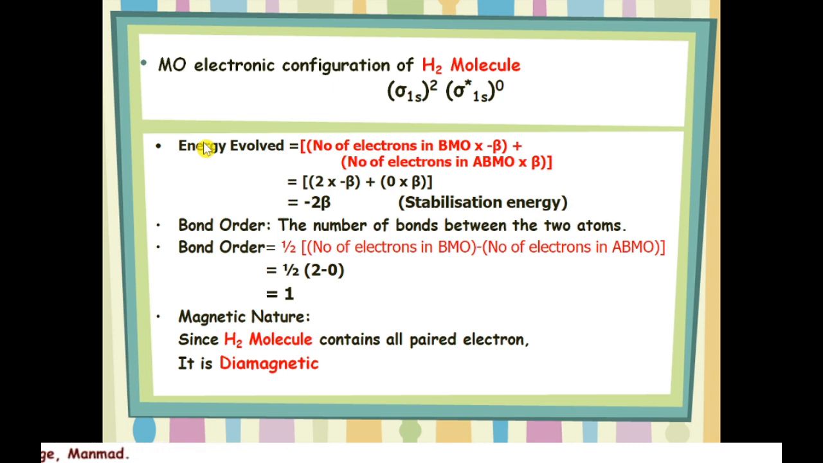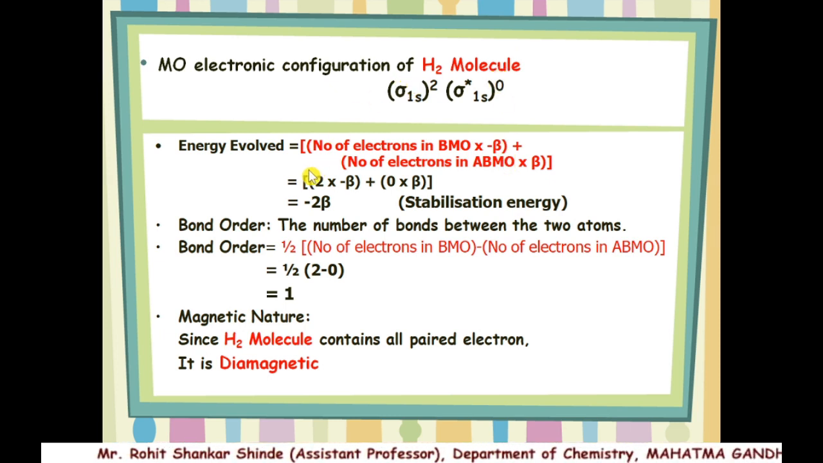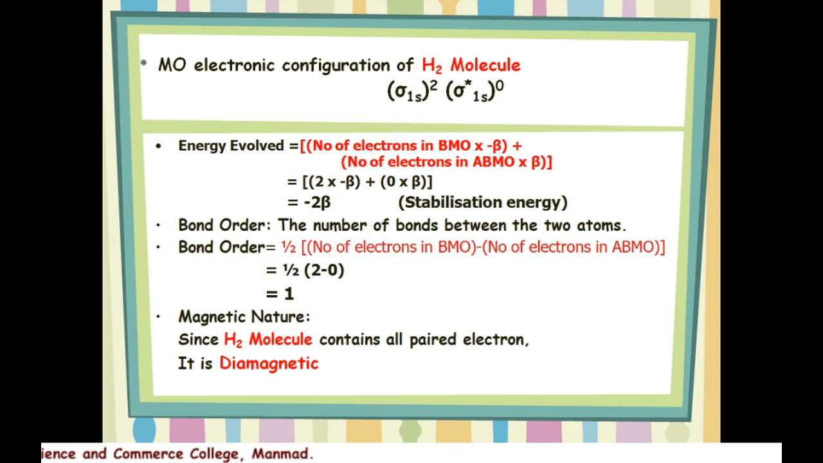Here we can calculate the energy evolved using this formula. The number of electrons in BMO is equal to 2, while the number of electrons in ABMO is equal to 0. We will put the values in this formula: 2 multiplied by minus beta plus 0 multiplied by beta. So the energy evolved during the formation of the H2 molecule is minus 2 beta, and it is called the stabilization energy.